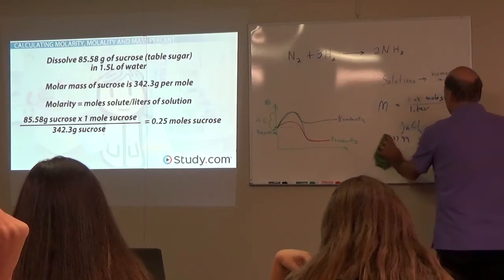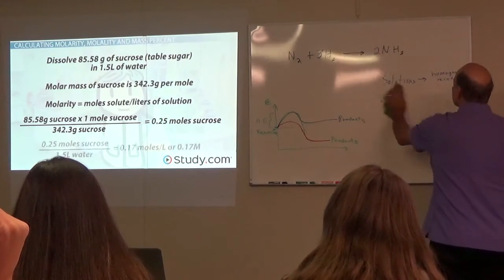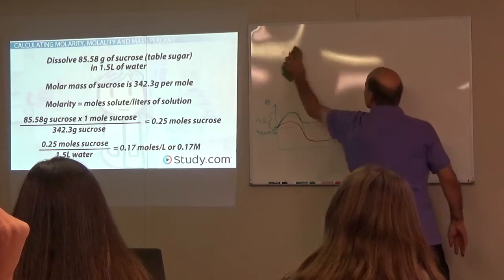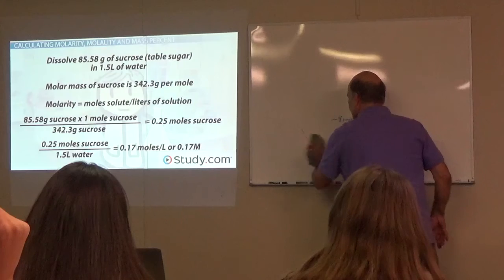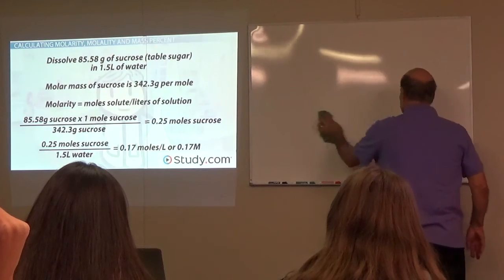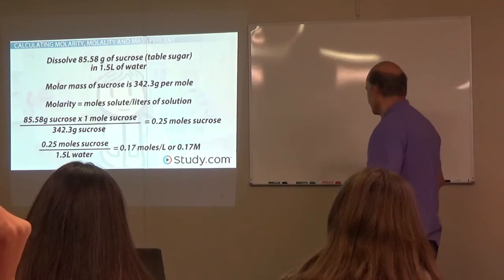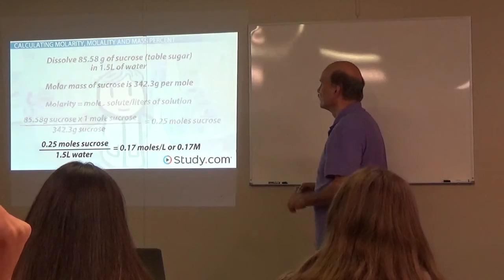Now, we divide our number of moles of solute by our liters of solution to find molarity. 0.25 moles sucrose divided by 1.5 liters of water equals 0.17 moles per liter. Or, we have a 0.17 molar solution.